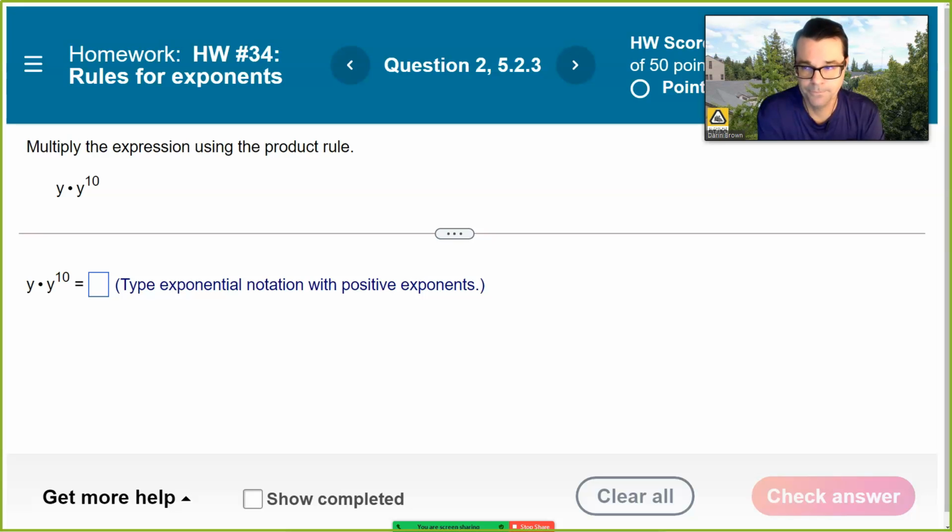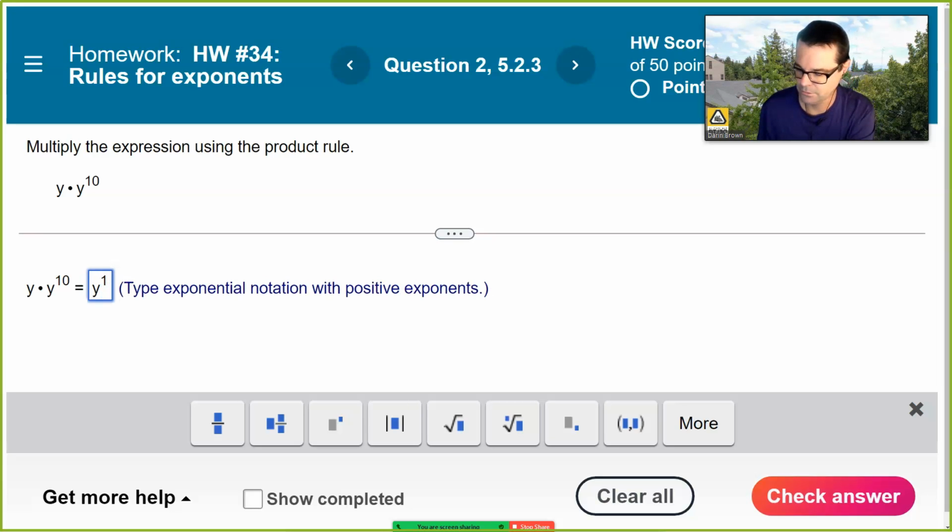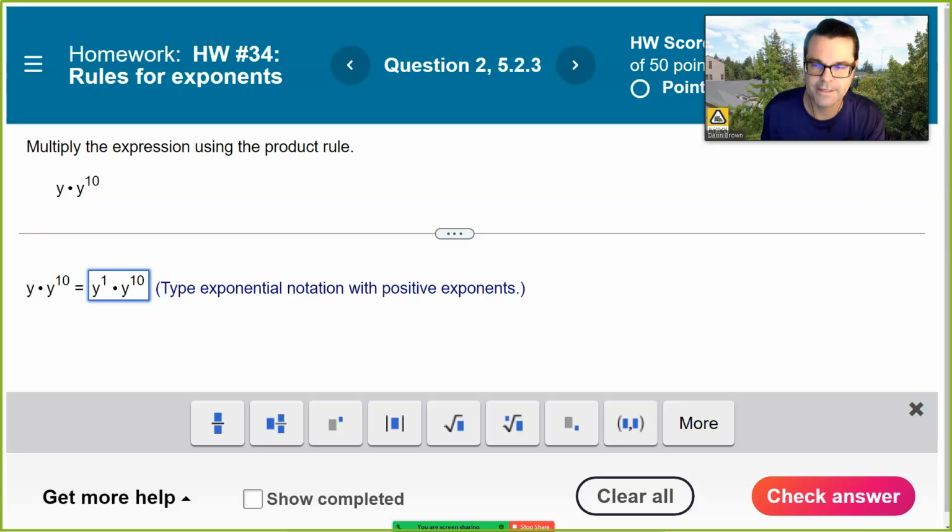Now, for this one, you have to remember that if there's no exponent there, that's really to the first power. Any number to the first power is just itself. So y times y to the 10th is really y to the first times y to the 10th. And now that you remember that's an exponent of 1, you can add them. 1 plus 10 makes 11. So this is all going to be y to the 11th.